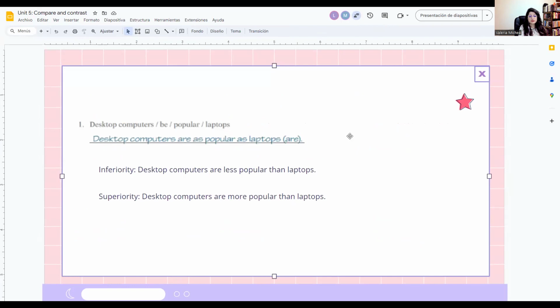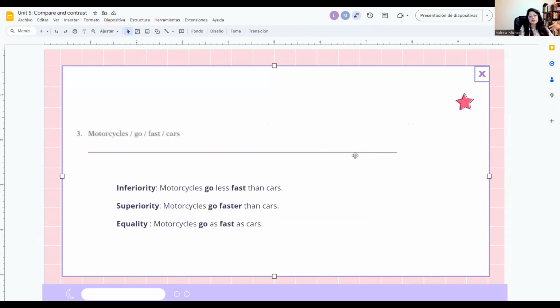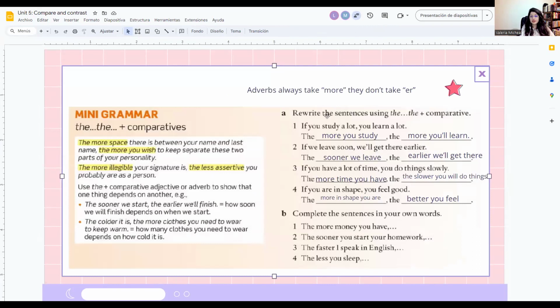We've got that. We reviewed some exercises during the class. We completed them. And another thing that we talked about is the plus comparatives. And we saw examples like the more space there is between your name and your last name, the more you wish to keep separate these two parts of your personality. Or the more legible your signature is, the less assertive you probably are as a person. So you're using the more, the less, etc., plus the comparative.